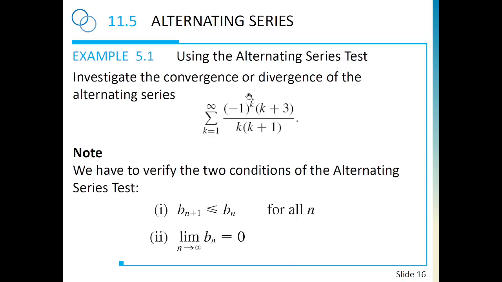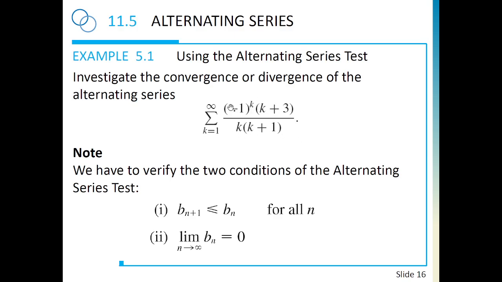Another example, so you see here (-1)^k, so this will be changing sign. This term here is responsible for changing of the sign. So when k is even, the sign will be plus. When k is odd, sign will be minus. Simple as that.